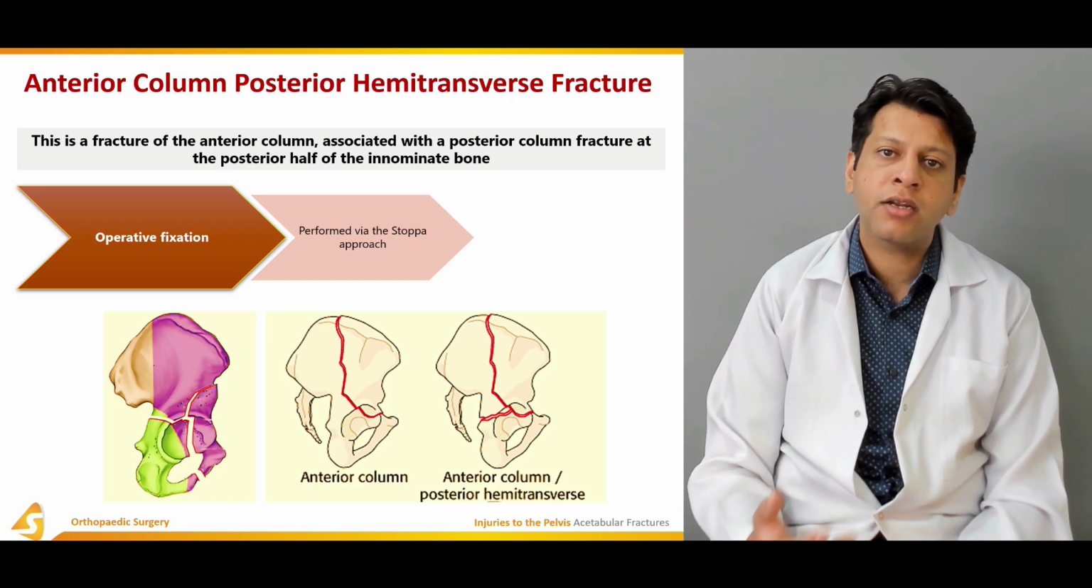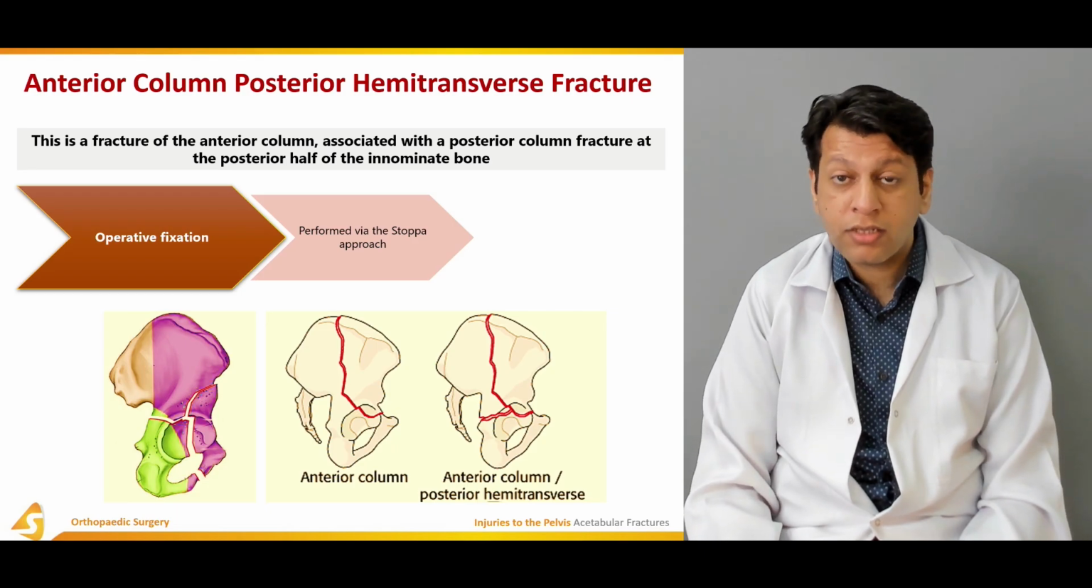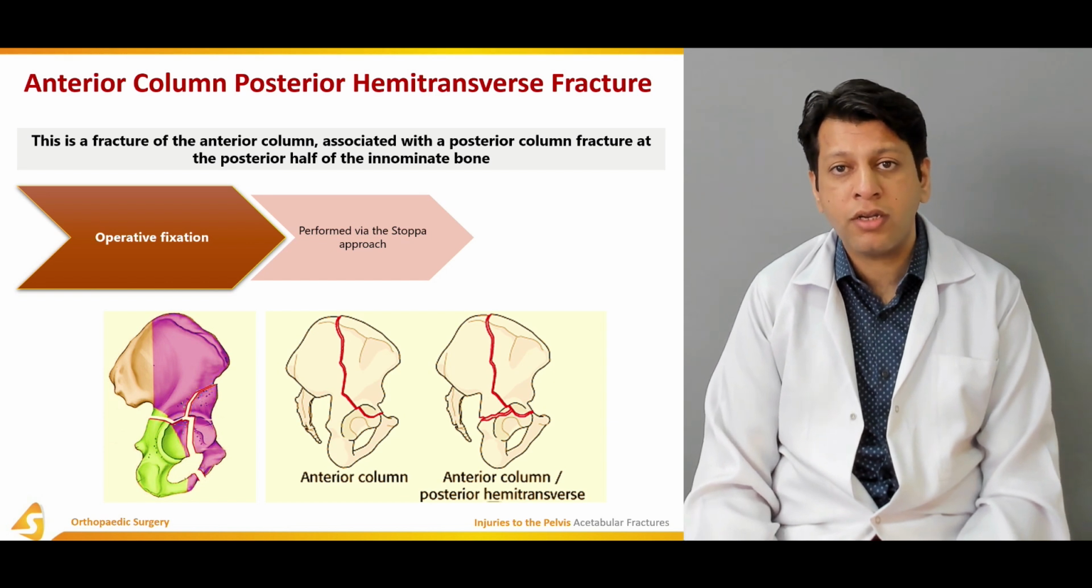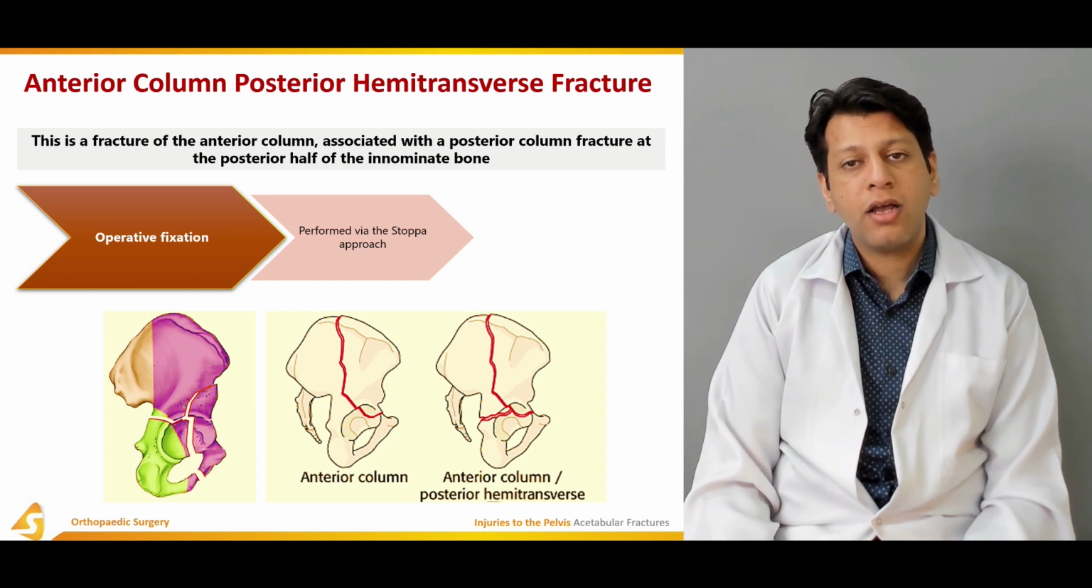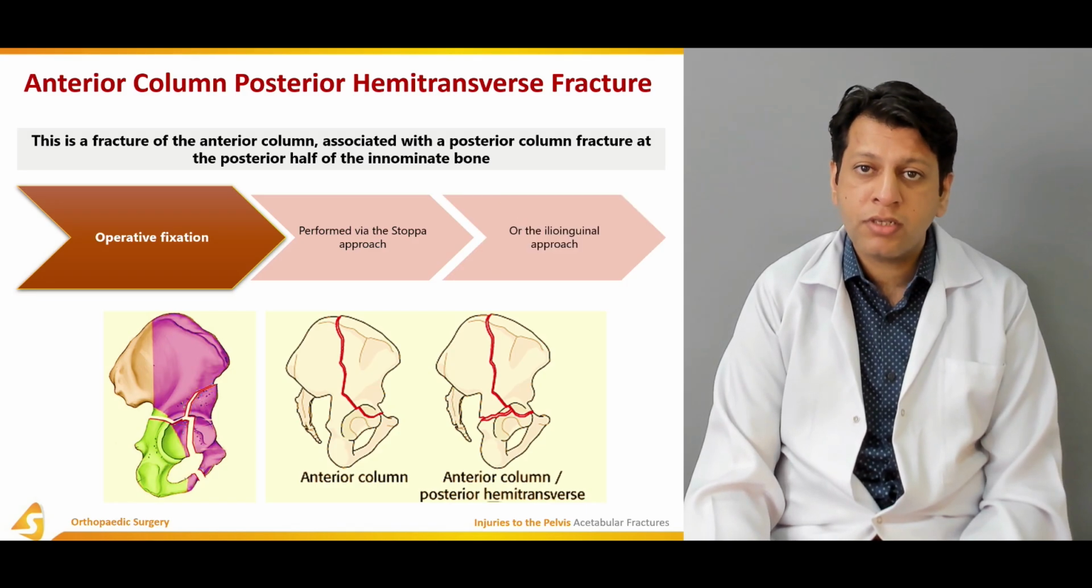making it a medial, lateral, central window. The other option is to approach by two approaches, that is Kocher-Langenbeck for the posterior hemitransverse and ilioinguinal for the anterior column. Or the last is that it can be approached by an extended iliofemoral approach, in which both the columns can be addressed with a single approach.